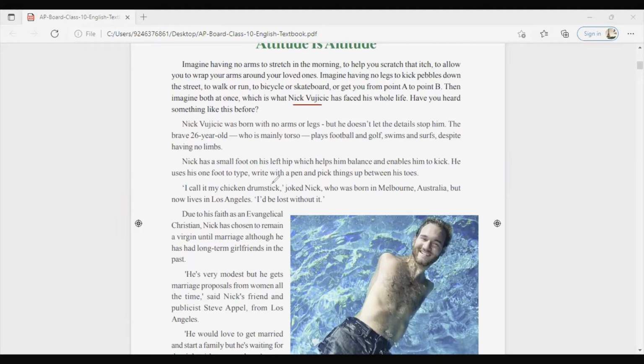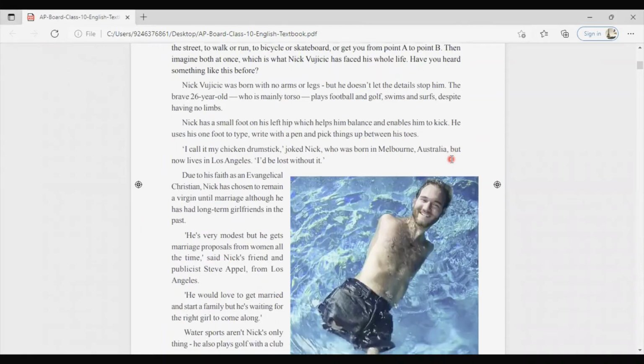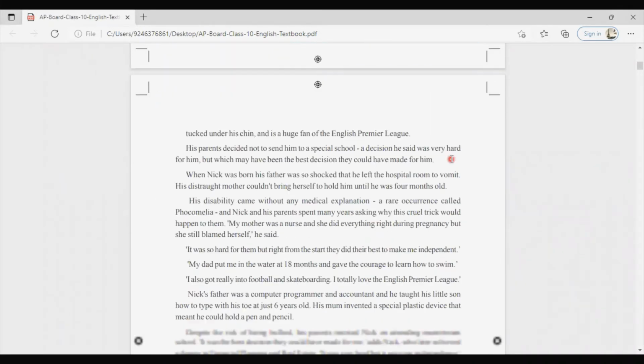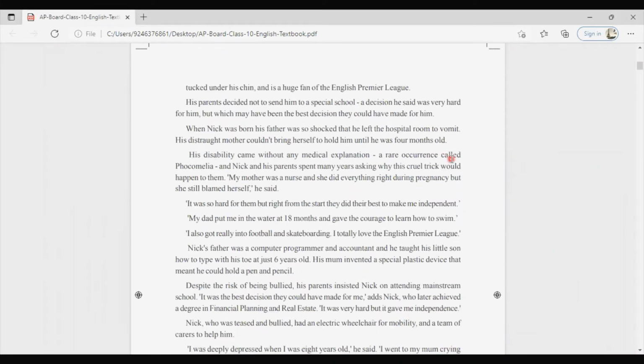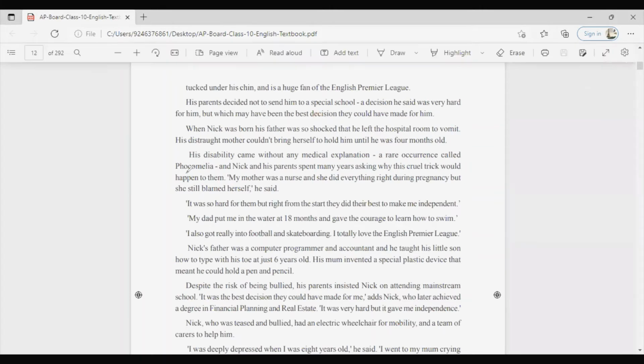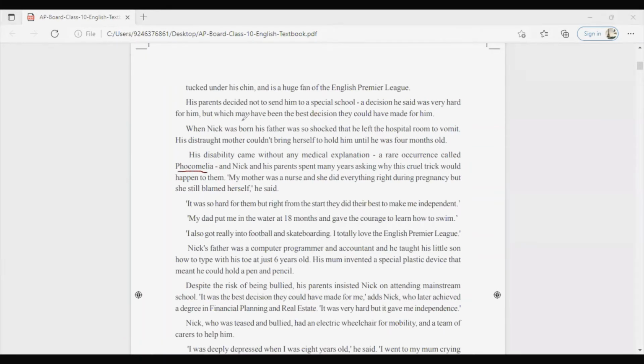What is that? Phocomelia. You can find that word in the textbook in the next slide, I think. Give me a second. Let me show you the word phocomelia so that you keep it in your brain. He has a rare disease named phocomelia. It is not at all explained by the doctors. It was a rare occurrence actually.